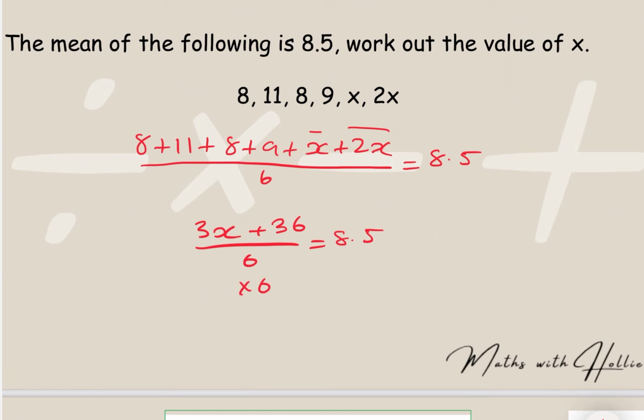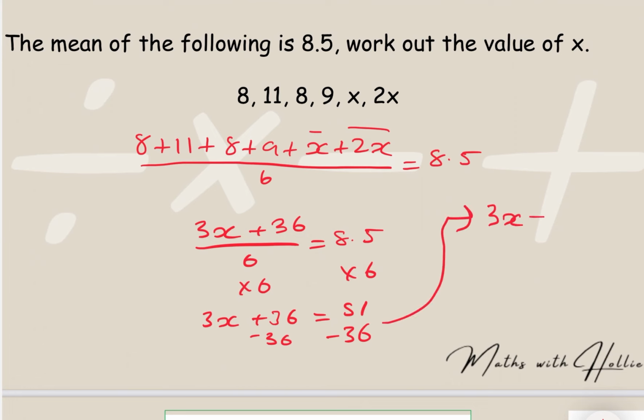And then I'm just going to solve exactly like the other one. So if I times both sides by 6, that denominator will disappear. And we have 51 on the right, minus 36 from both sides. I'm just going to take it up here. That means 3x is 15. Divide both sides by 3 because we only want 1x. So 3x divided by 3 is 1x. And then 15 divided by 3 is 5. So we know that x is 5.